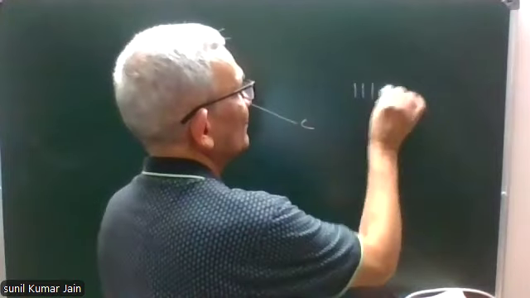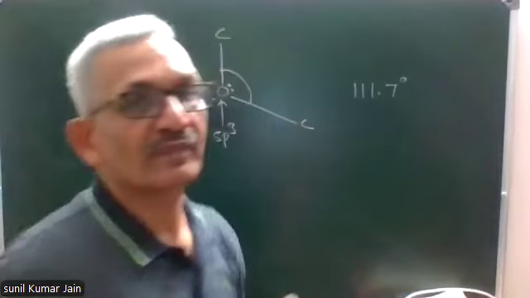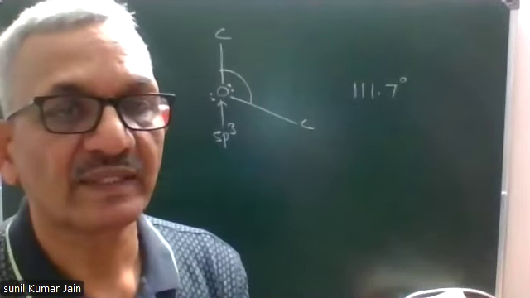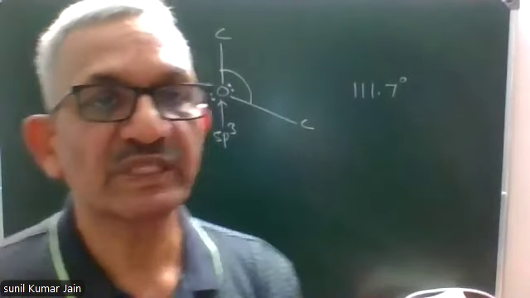For example, it is 111.7 degree in dimethyl ether.